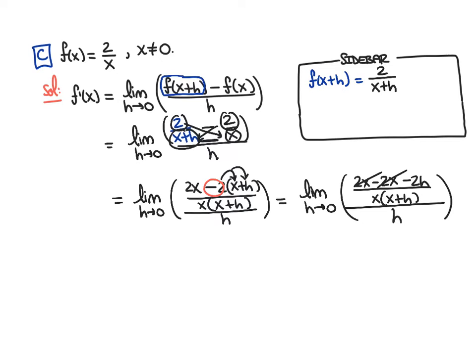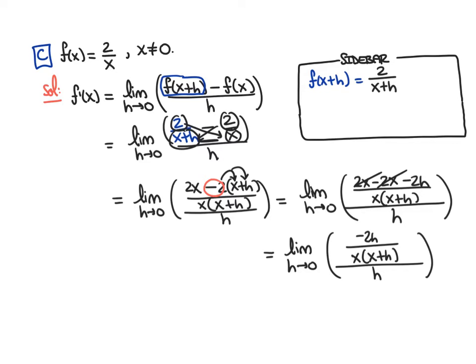The two x's are going to cancel. Great. Now let's write what we have, and then I'm going to talk to you guys about a numerical example that'll help you see what we're looking at. So this is minus 2h all over x times x plus h, and that's over h. Okay. How do we simplify that?